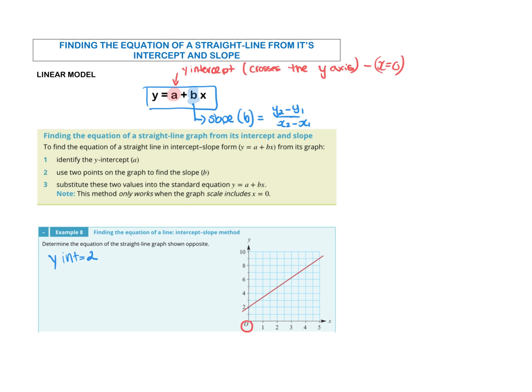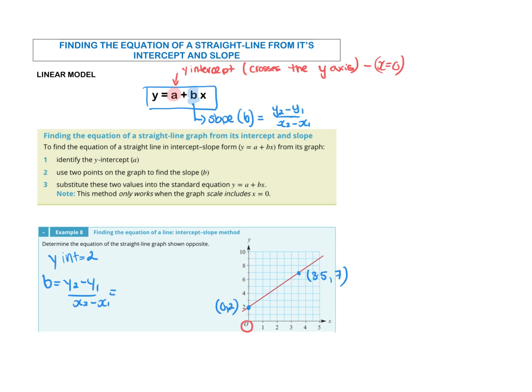And then it says use 2 points on the graph to find the slope. So I'm going to use that 1 point that we just said. We know 0, 2. That's 1 point. Now, find a point where it's nice and easy to read off. So I'm going through that one because it's nice and easy. It's 3.5 and 7. So I've got 2 points. So we know the slope is y2 minus y1 over x2 minus x1. So we can do that here.